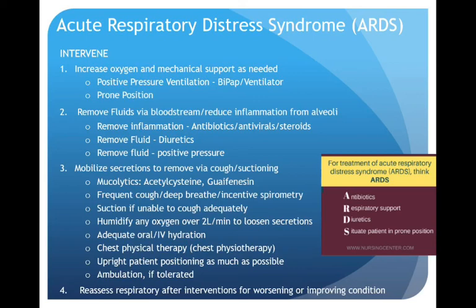So you still would need to, in addition to prone positioning, be doing diuretics and positive pressure ventilation to help get that fluid back into the bloodstream. We're stuffing it back into the bloodstream so it can be peed out.